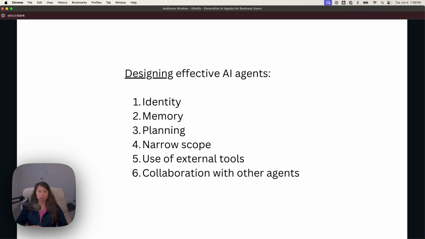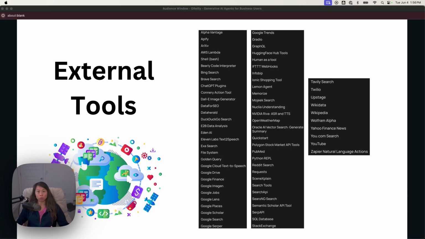We briefly touched on tools. I'm going to talk about that a lot in the next section. And last, collaboration with other agents is really fascinating. We're going to dive into that a lot more later in this video series. I want to expand a bit on tools because tools play a big role in agent systems. Tools are what allow agents to communicate with the external world, including APIs, your company's internal systems and databases, and the internet.